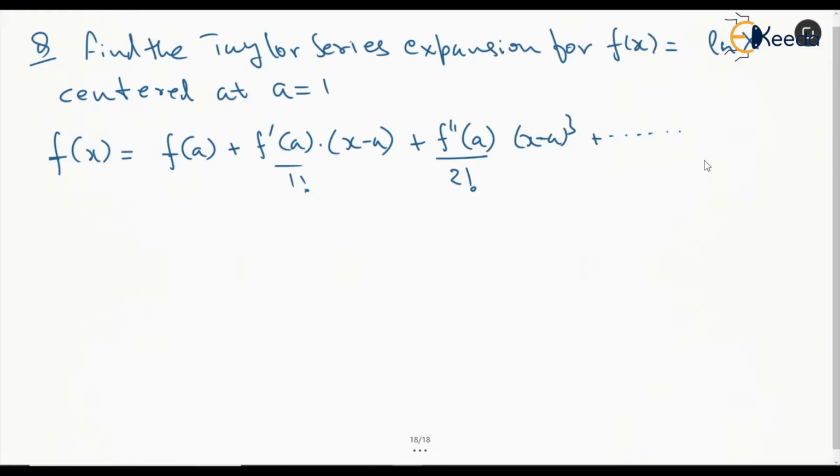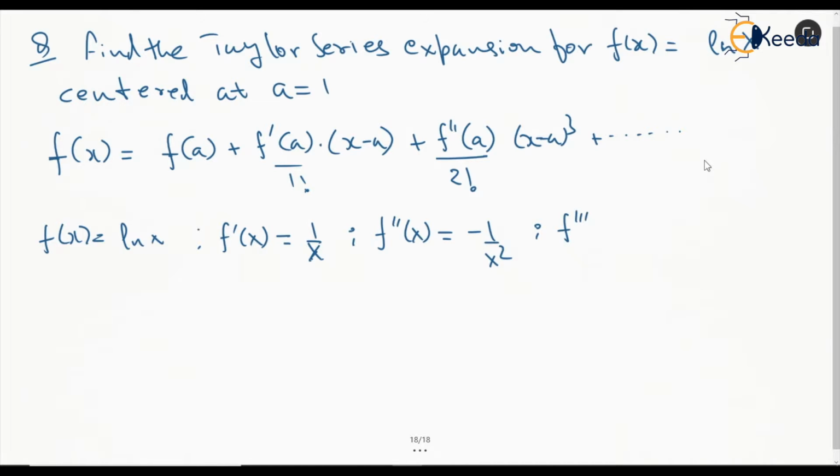So for that we need f of x, which is ln x. Then we need f dash of x, which will be differentiation of ln x, which will be 1 by x. Then we need f double dash of x, which will be differentiation of this 1 by x, which will be minus 1 by x square, and further the third derivative of x, which will be minus 2 and minus 1 become 2, and x cube, right?